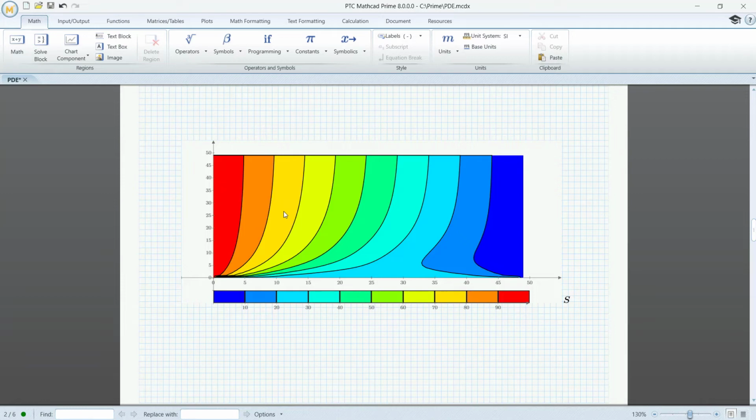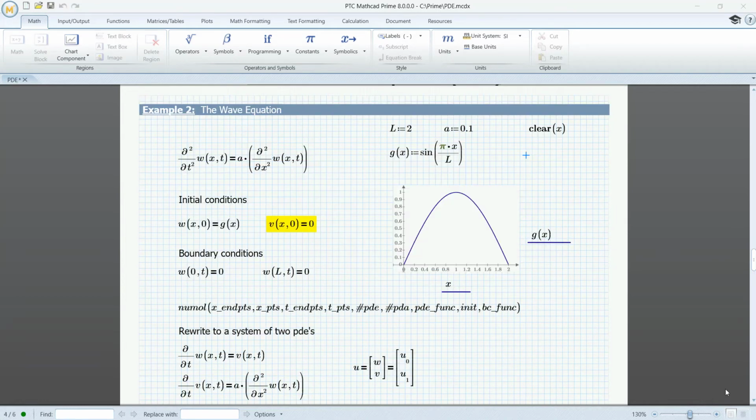Now let's move on to our next example. In this example, we model the vibrations of a stretched string of length L. Think of a guitar string. We will not go into details with this example, just show how to use the numol function to solve this equation. The graph shows the initial position of the string. The string is fixed at both ends. These are the boundary conditions, and the graph itself, or the function, is the initial condition.